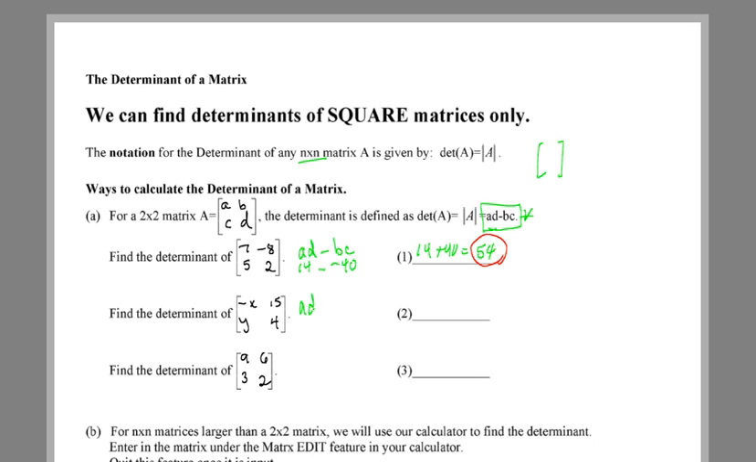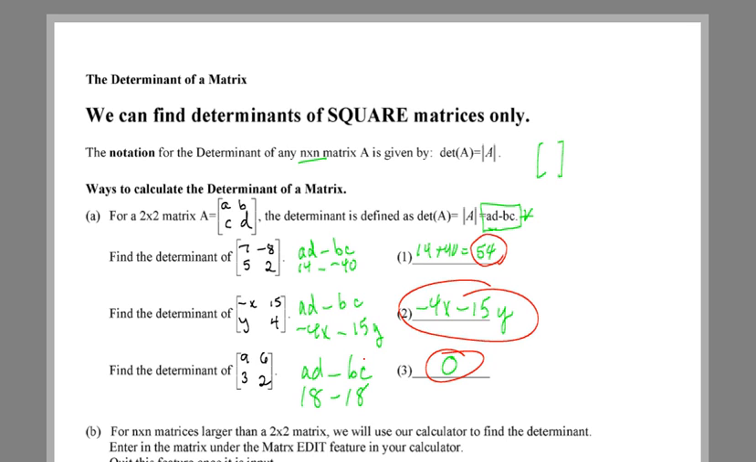Let's calculate the cross products here and subtract them. AD minus BC. AD will be 4 times negative x, negative 4x, minus BC, 15 times y. So just negative 4x minus 15y. So in this case, it's an expression because of the x and y. Finally, AD minus BC, 9 times 2, which is 18, minus 6 times 3, which is 18. So here the determinant is 0.